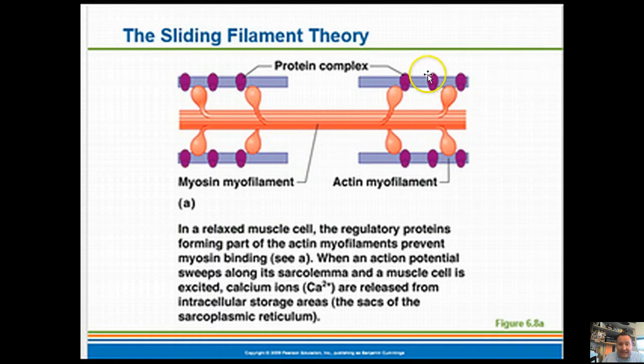So you can see this is just kind of a generalized diagram right here of a relaxed muscle cell. You can see up here you have this protein complex. This is representing the actin that's up here. But you can see that you'd have the troponin and the tropomyosin covering up these active sites. So they're not going to give the ability of this myosin head to actually latch on, that is here.